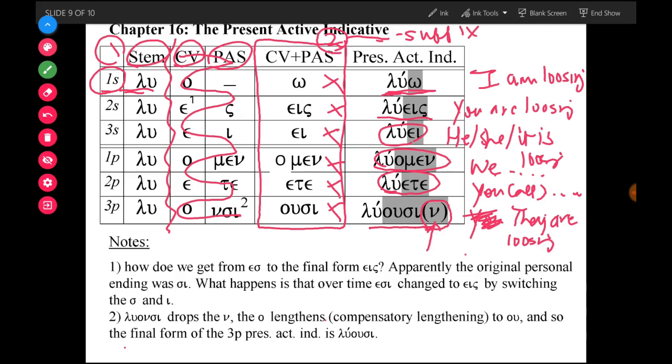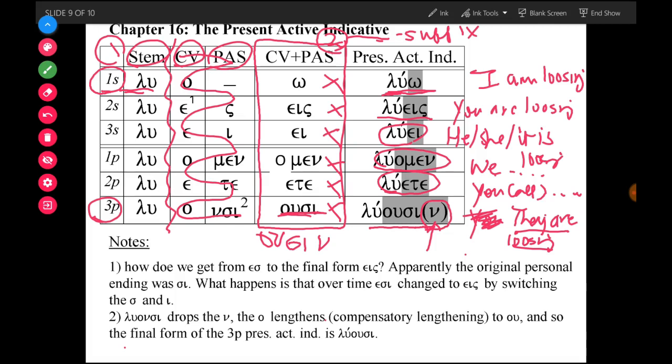The writer can either say they are loosing or use the third person plural form of the present active indicative by adding the suffix ousi or ousin. You'll see both. So that's why we call it a movable nu. The nu can either come in or drop out. It'll be one or the other.